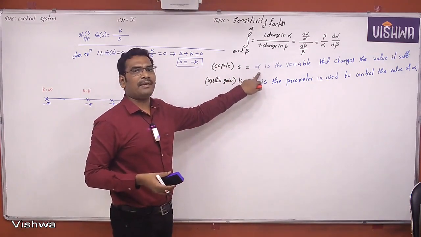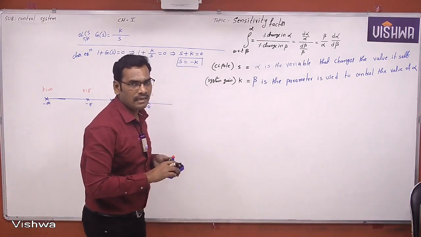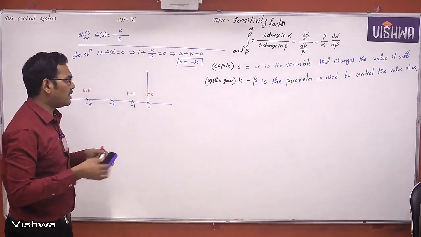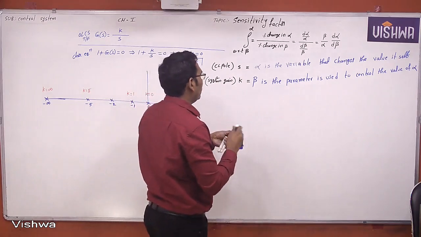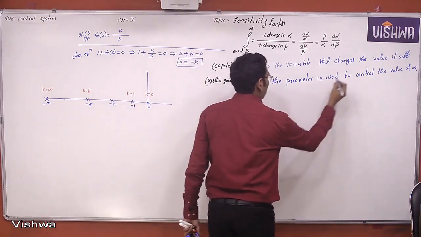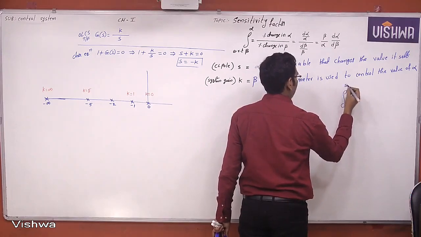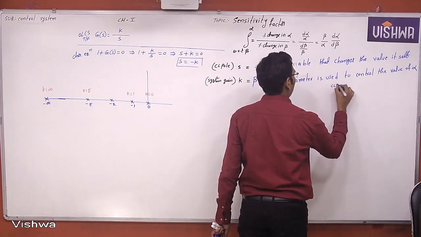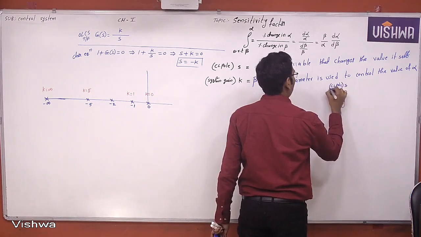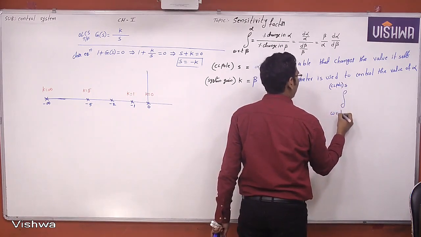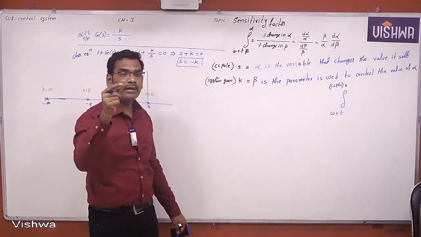That alpha is nothing but, for understanding, you can take a system gain, the system closed loop pole. Then you can consider one formula here. The sensitivity factor S of s means a closed loop pole, or whatever it may be, with respect to a controlling parameter.